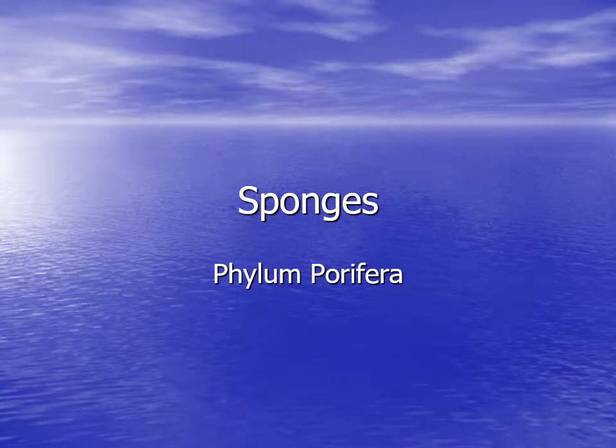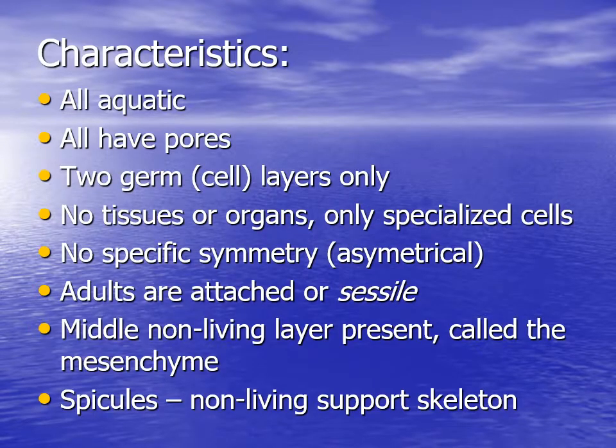All right, so the first phyla of animals that we're going to cover are Porifera, and that's fancy sciencey talk for sponges. There are certain characteristics that all sponges have in common. For instance, all sponges are aquatic. You're going to find them living in water, typically salt water.